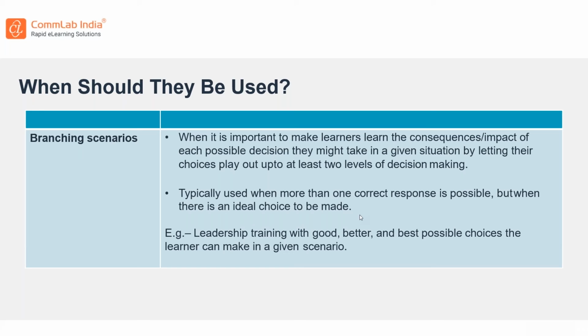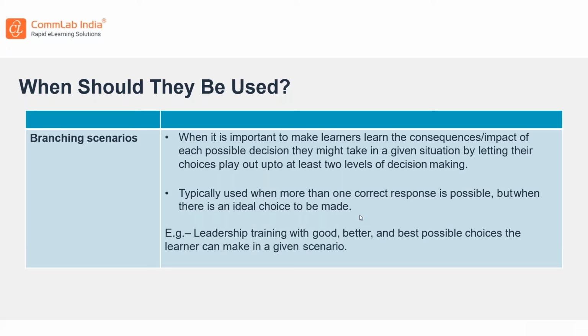You let their choices play out to at least the next two levels. So as they proceed down their choice, they're locked into that particular learning path. And they explore what are the further consequences, what are the further decisions that they would need to take. Maybe, if they selected a wrong option, there is a way for them to fix it. So typically, branching scenarios are used when more than one correct response is possible, but there is an ideal choice to be made.